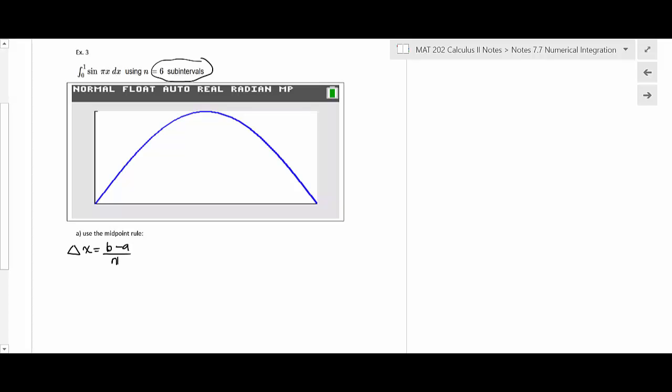So the first thing we're going to do is the midpoint rule. You want to start by doing delta x, and that's b minus a over n. All that's going to do is tell you how to break up your subintervals. In your integral, b is going to be 1, and a is going to be 0, so you do 1 minus 0. There are 6 subintervals, so you're breaking that up into a sixth. If you divide it into 6 pieces, it's going to go 1/6, 2/6, 3/6, 4/6, and so forth.